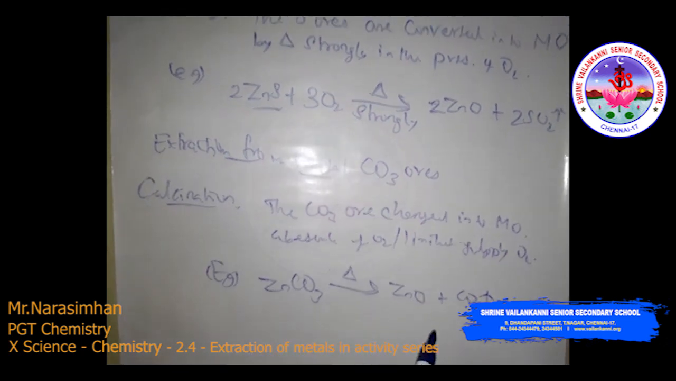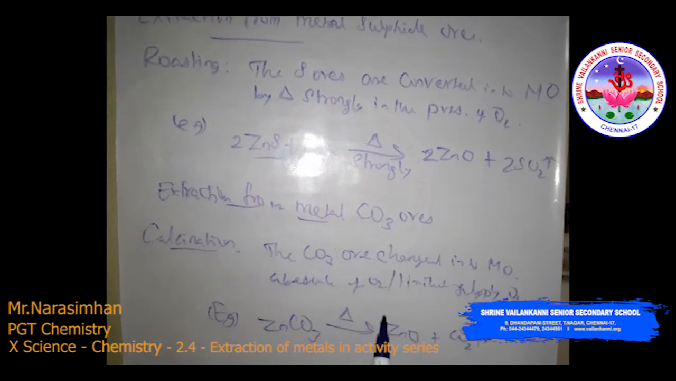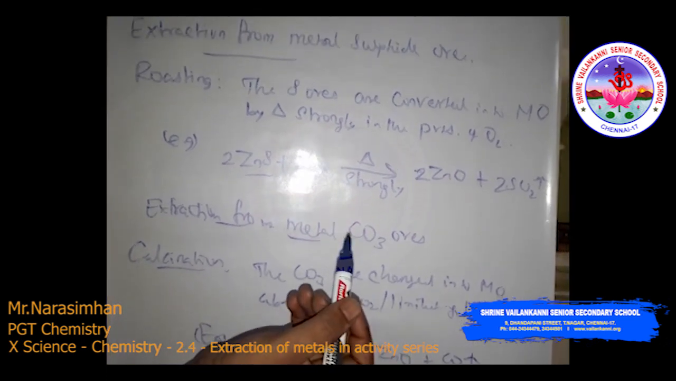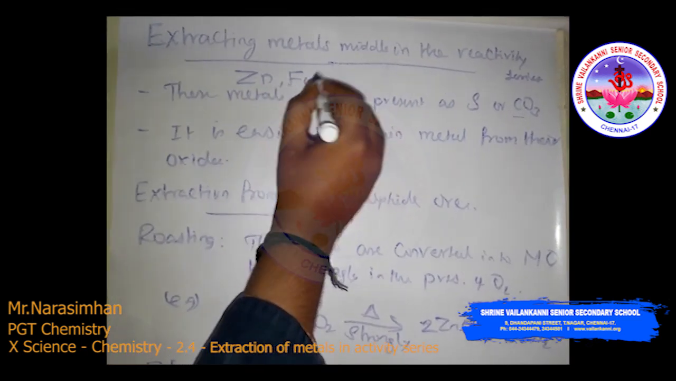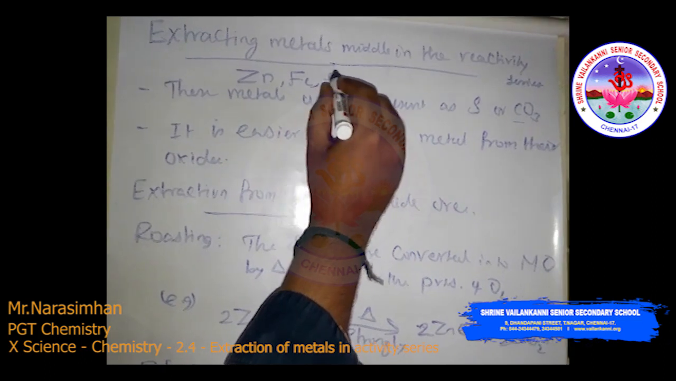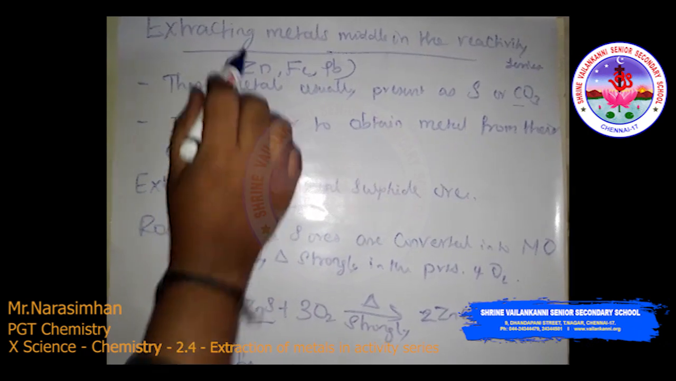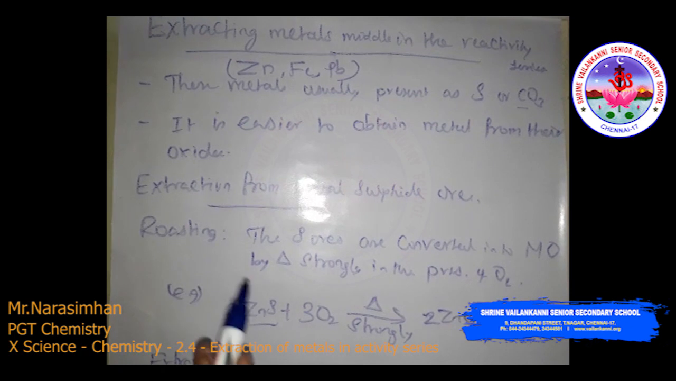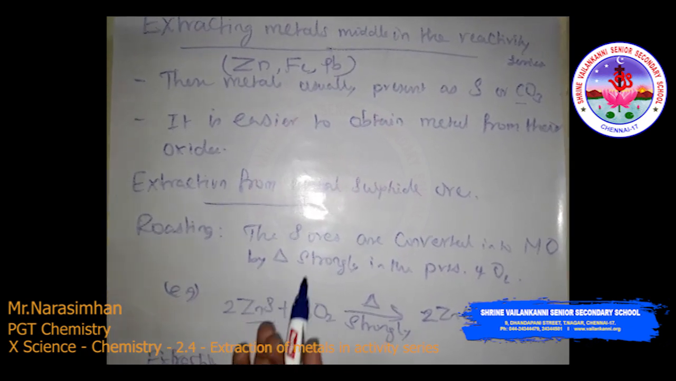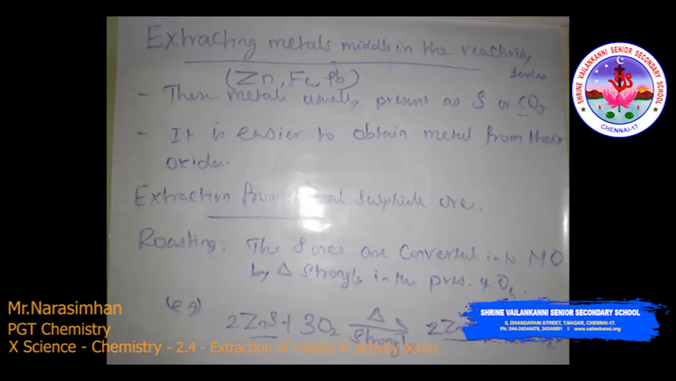So this is the extraction of metals in the middle of the activity series. What are the metals of the middle activity series? They are zinc, iron and lead. Okay, the next is the reduction of metal oxide to metal. We can reduce the metal oxide to metal.